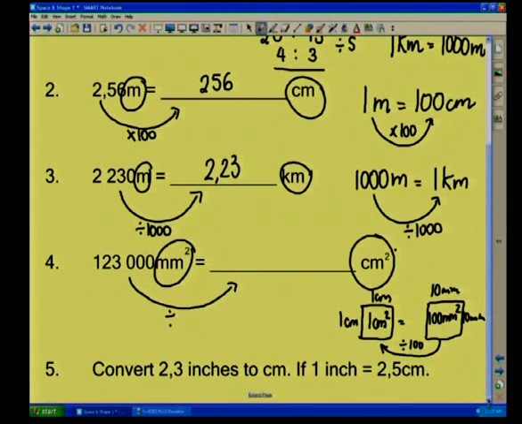So I'm going to divide by 100, and my answer should be 1230, which is 1,230.